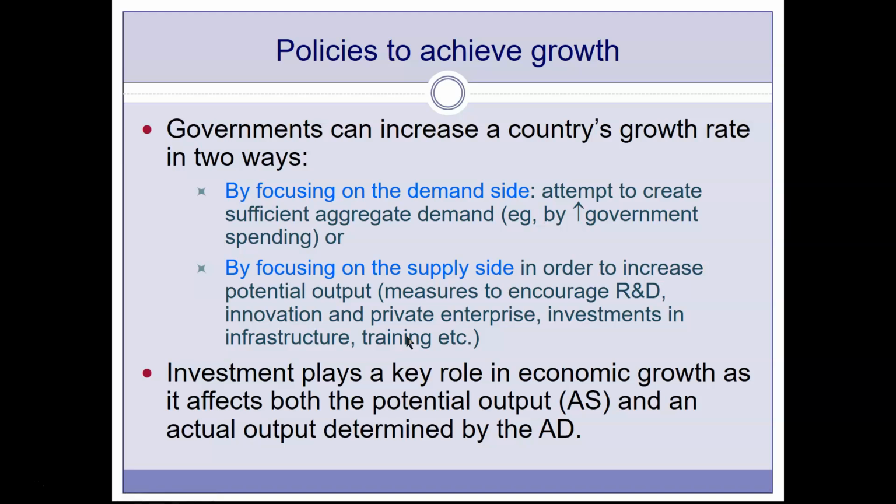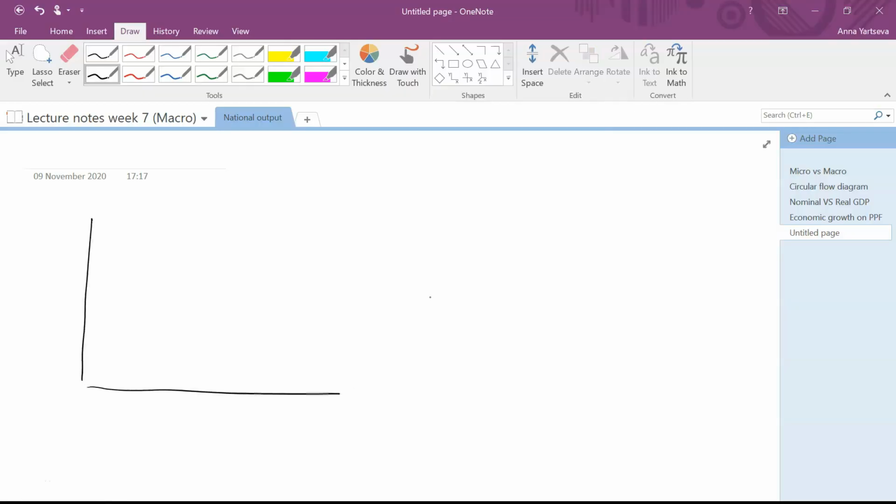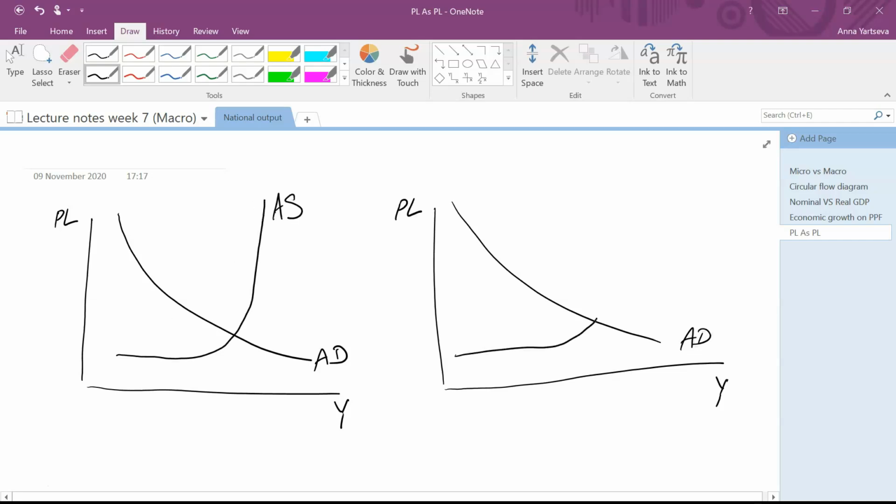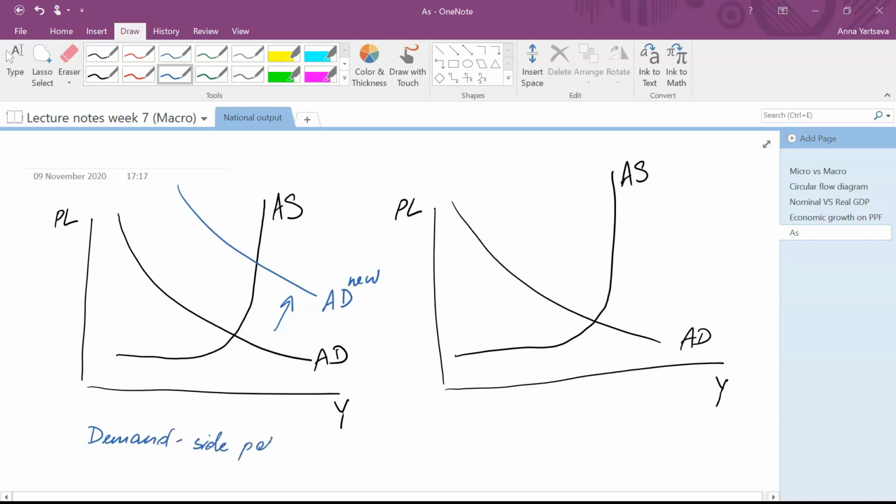Let me show you this on a graph. This is what the government can try to pursue. This is our main graph, so price level along the vertical axis, national output or GDP along the horizontal axis, a downward sloping aggregate demand curve, and a slightly more complex aggregate supply curve with a horizontal, upward sloping and vertical part. Demand side policy implies that we are shifting the aggregate demand curve to the right. So anything which will shift the aggregate demand curve to the right is a demand side policy.